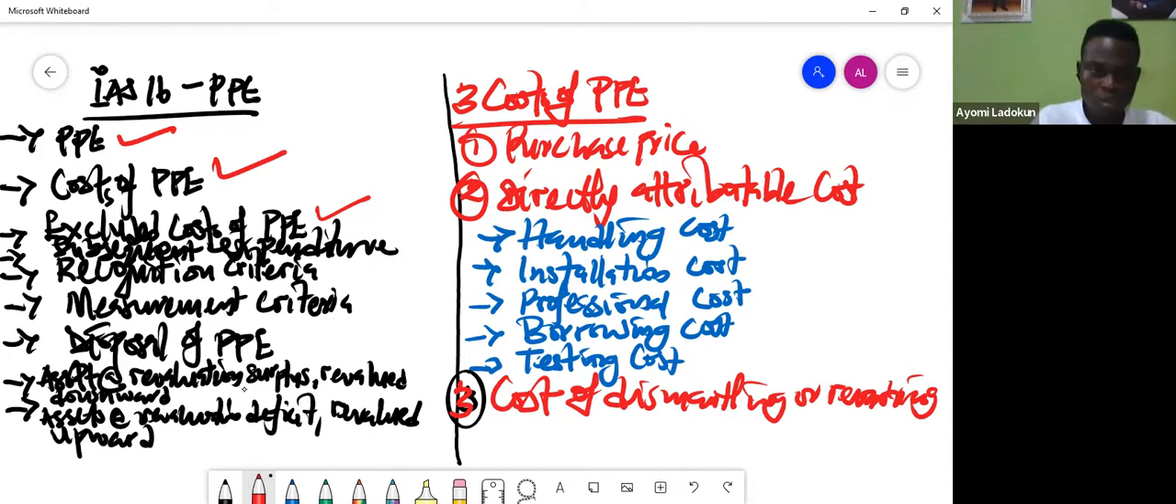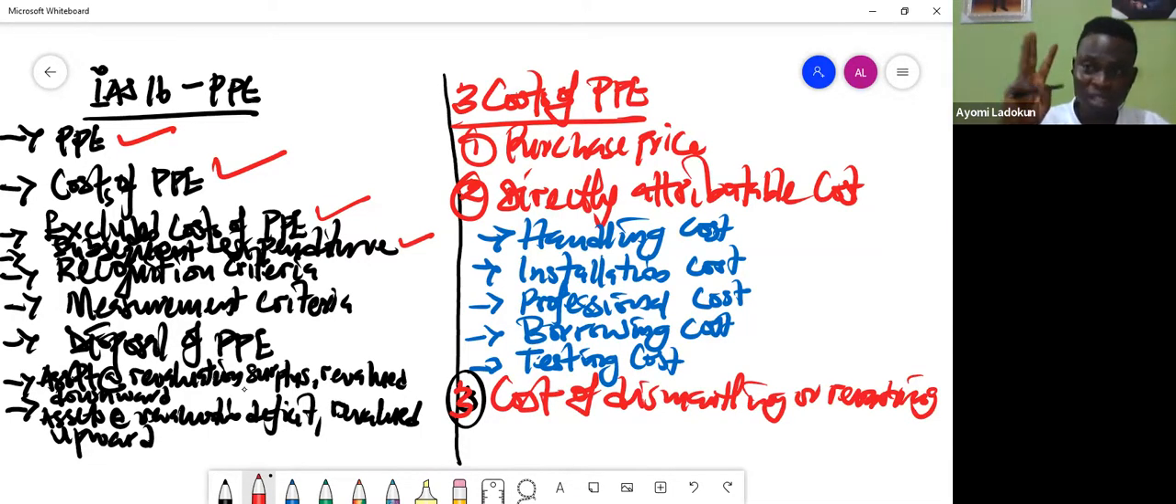Now, what is subsequent expenditure? I told you that after all these 3 costs, then you cannot capitalize again, especially when the asset is ready for its intended use. But sometimes, after that, there are some costs that when you incur them, you will capitalize them, even though you have been using the asset. What does it mean to capitalize? So add it as part of the cost of the asset. That's the meaning of capitalization. So what is subsequent expenditure?